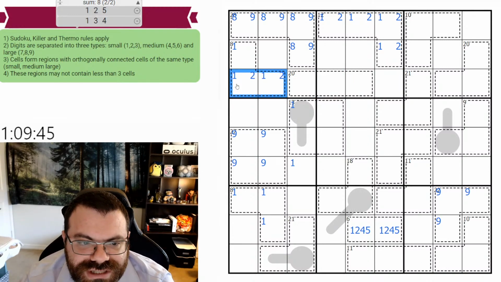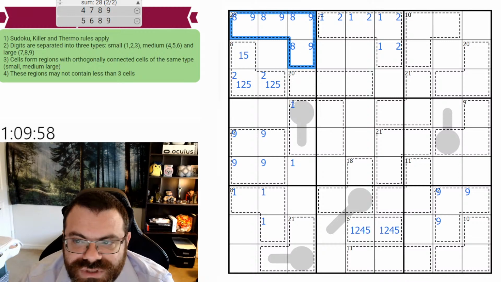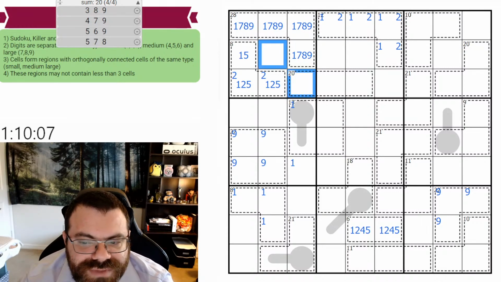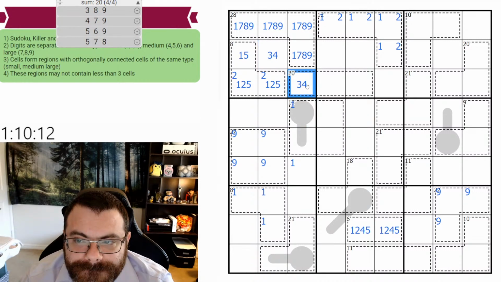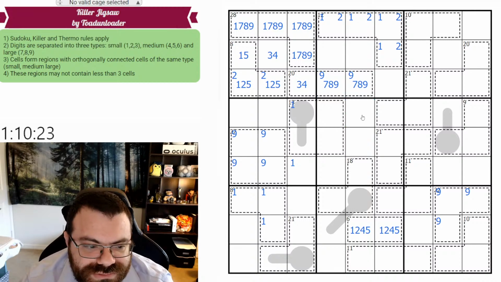So the 2 is going to be down here in the 8 cage with the 1, and so that's going to be 1, 2, 5. And the 2 can't be here. So I can get rid of that. The 1's there. So now 5 is omitted from the 28 cage. So it has to be 4, 7, 8, 9. And then the remaining 2 digits are 3 and 4. So with the 3 or the 4 here, we can't have a 5 in the 20 cage. So these are from 7, 8, 9, and one of them is a 9.